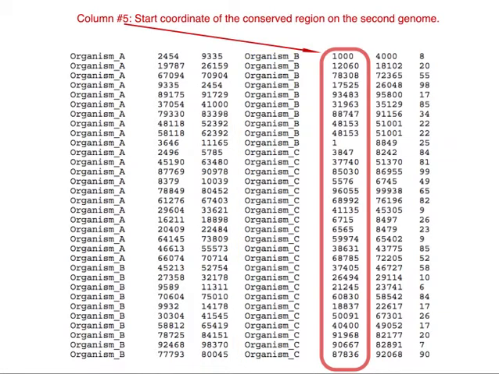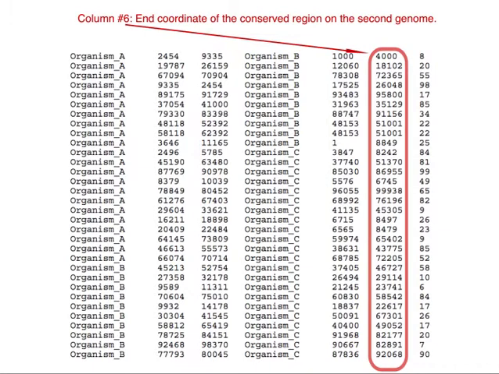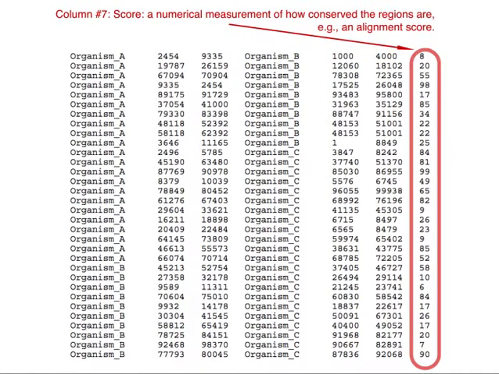Column 5 stores the start coordinate of the conserved region on the second genome. Column 6 stores the end coordinate of the conserved region on the second genome. Column 7 stores the score. This is a numerical measurement of how conserved the regions are, for example, an alignment score.